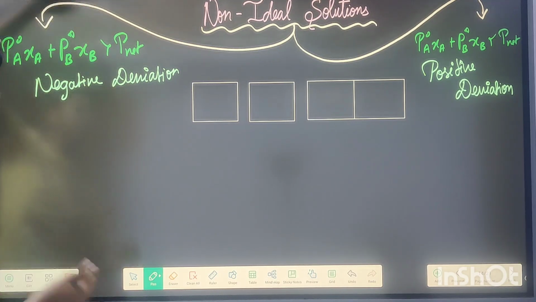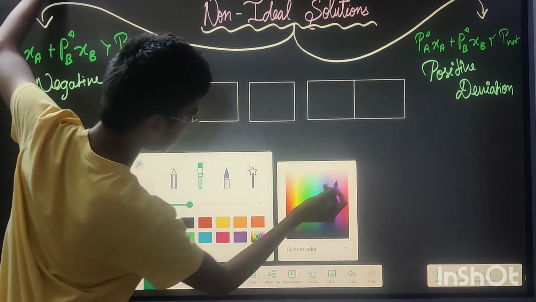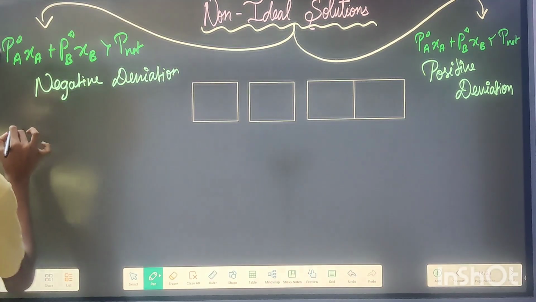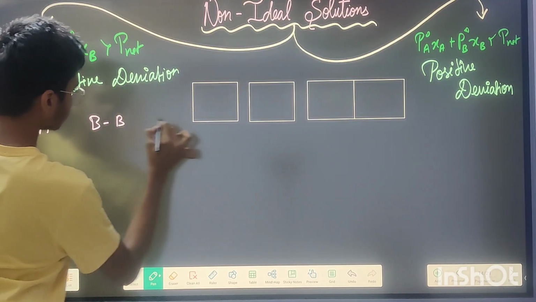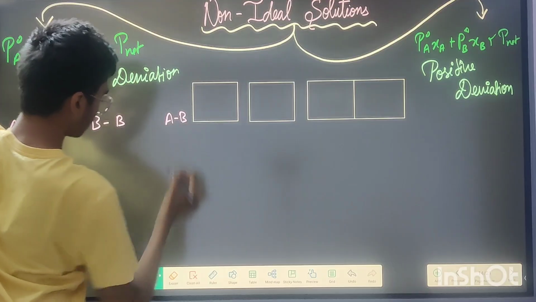So what does this mean? See, you are having actually AA bond, then BB bond, then AB bond.